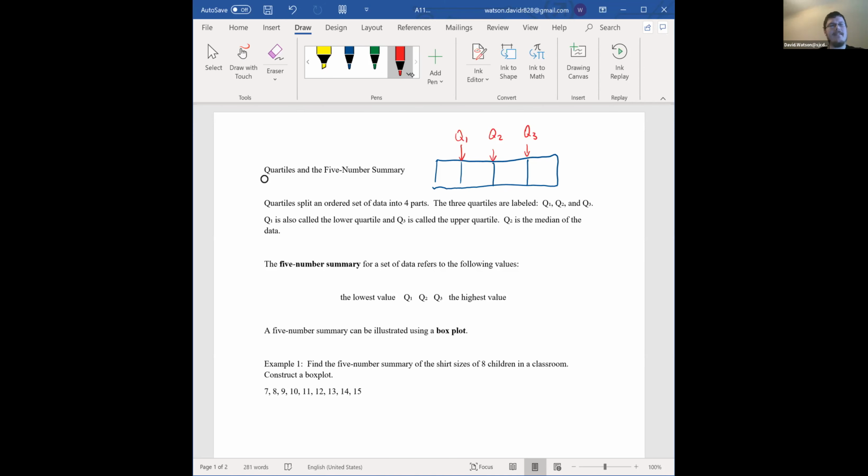All right, so the 5-number summary. The 5-number summary is the following 5 values. The lowest value, Q1, Q2, Q3, and the highest value. All right, those 5 numbers make up the 5-number summary. And if you have that 5-number summary, there's another plot that we can do called a box plot.